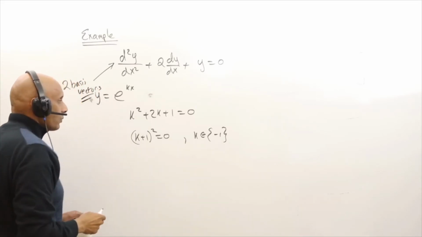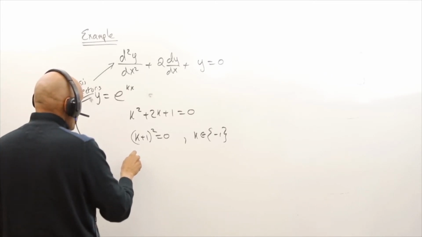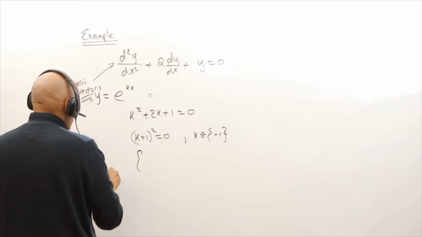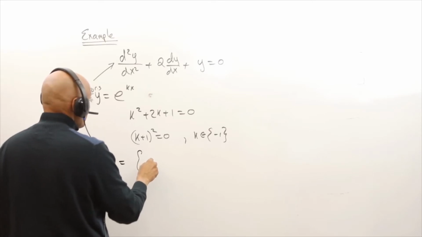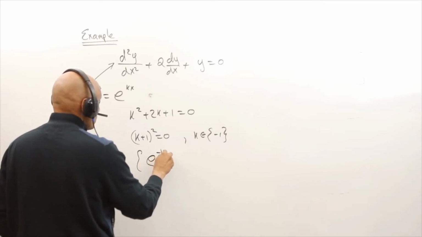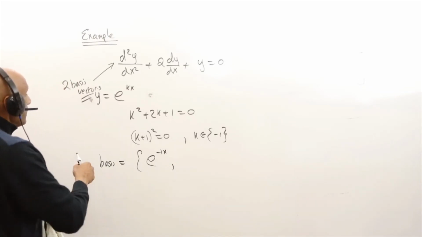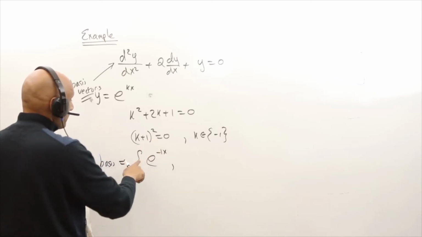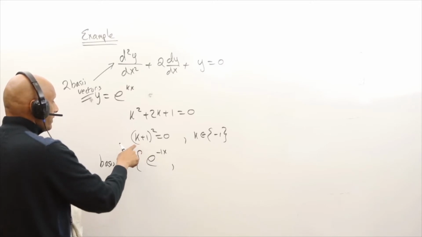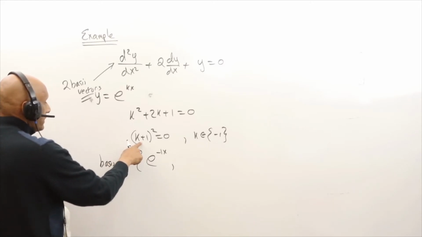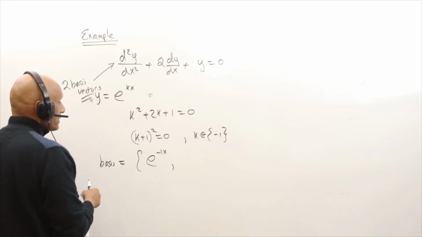So I need to find the second one. The general procedure is that one of our basis vectors, we have only one but we need to find two, is e to the minus 1x. Now the general procedure is that if you need more basis vectors and you find that the root equation is, for example, k plus 1 times k plus 1, so the root is of order 2.